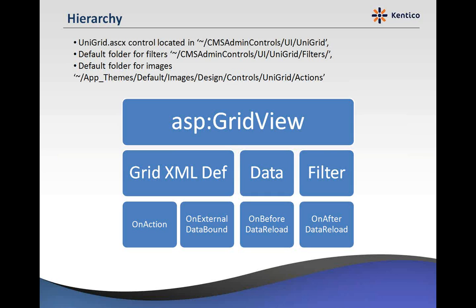Then at the very top there are several actions that you can register for and handle, and include your custom code in the event handlers. Those actions are: on action, on external data bound, on before data reload, and on after data reload. These events UniGrid fires as the lifecycle of the inner GridView control goes. So you handle those events in case you want to perform an additional action.